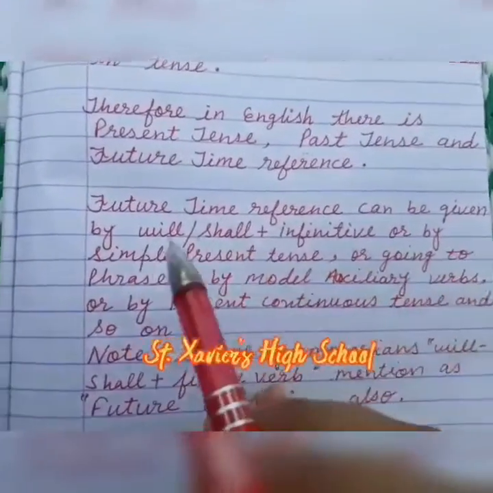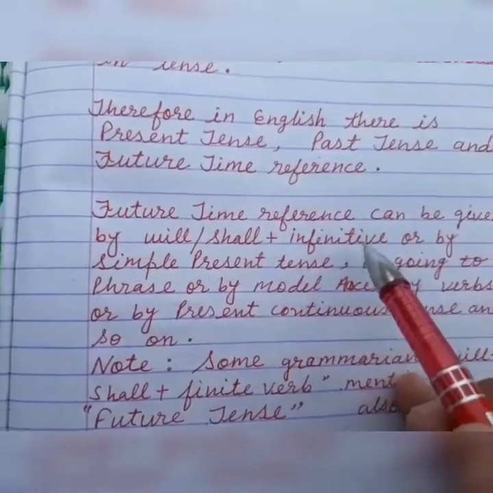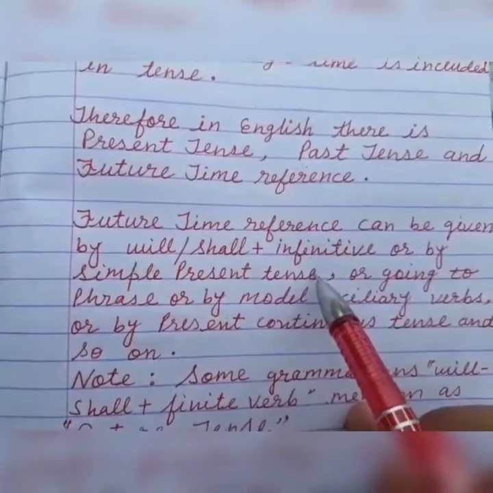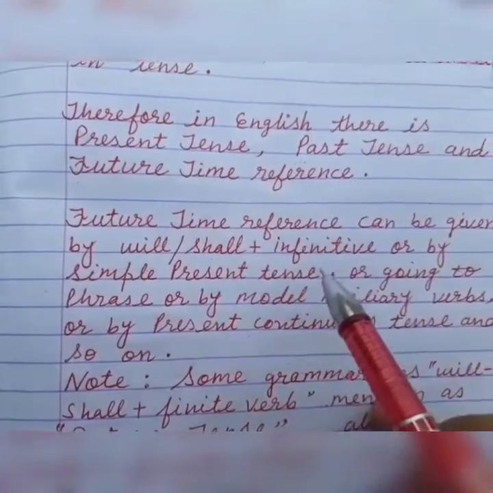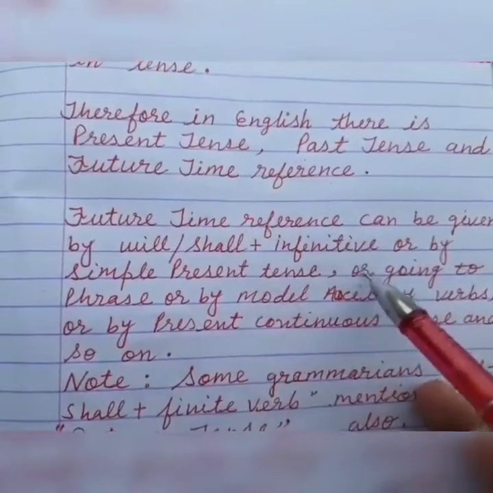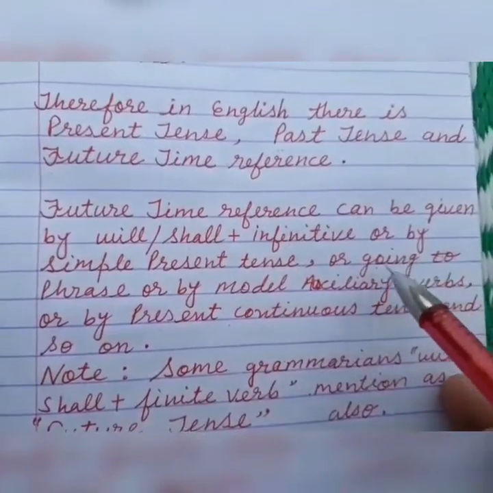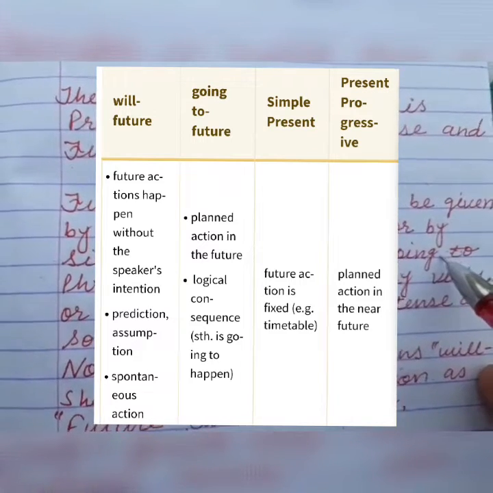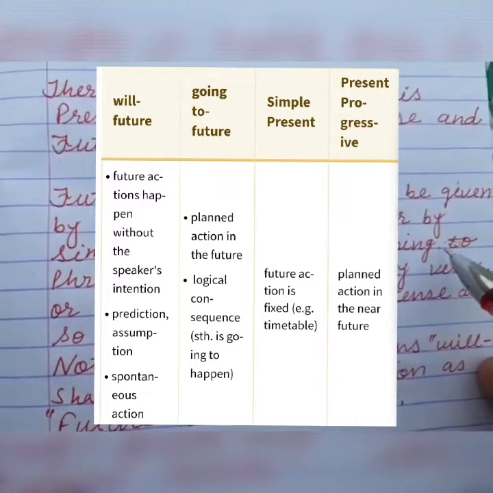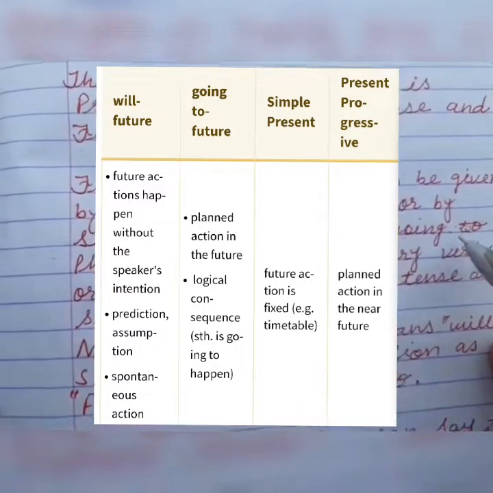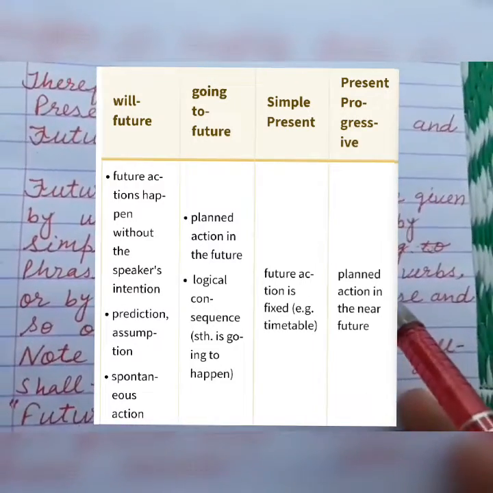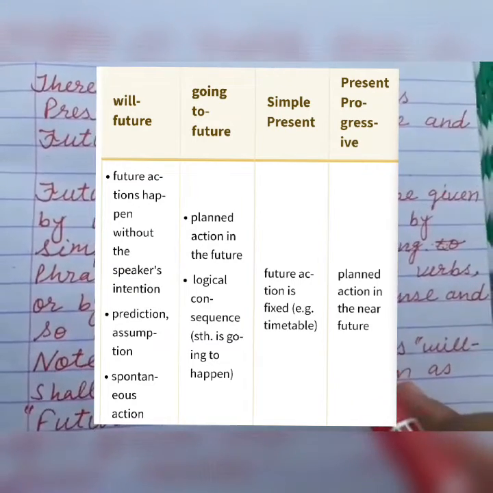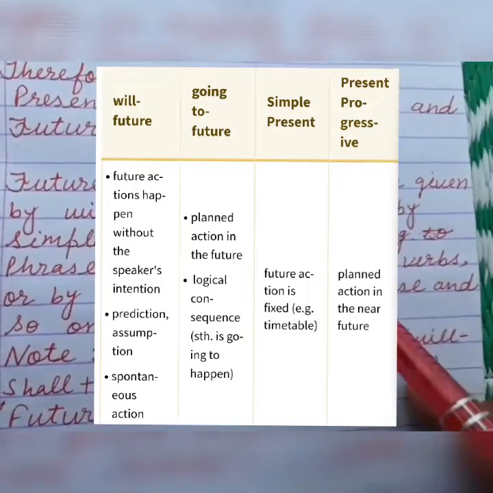Future time reference can be given by will, shall plus infinitive or finite verb, or by simple present tense, as in: school remains closed tomorrow. Here it is present tense, but what is it referring to? Future time reference. Or by going to, as in: India and Pakistan are going to play a match next day. Here it is referring to future time, but by use of going to. And by modal auxiliaries, as in: Mr. Raman may retire next year. Here also you are using a modal auxiliary and referring to future time.